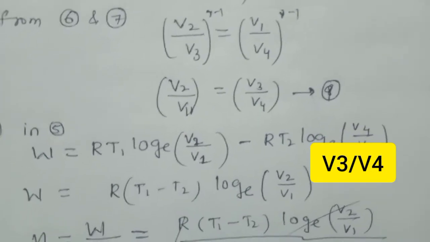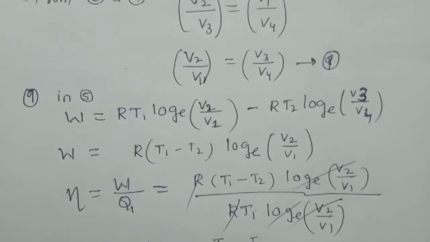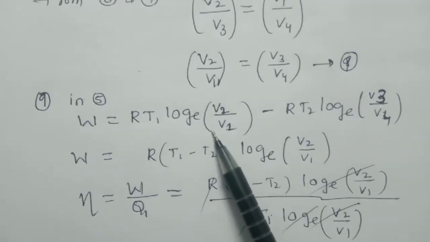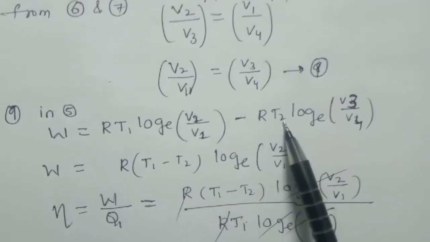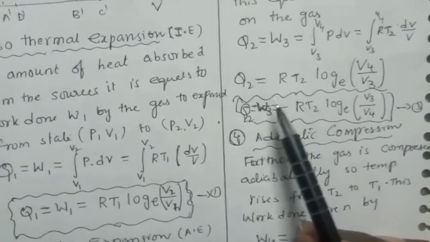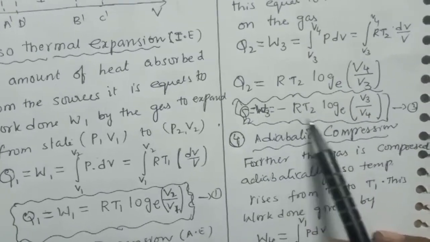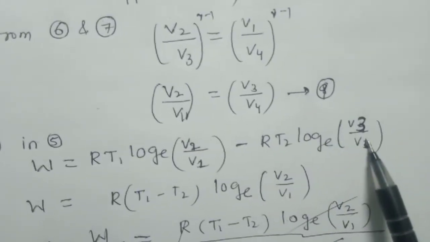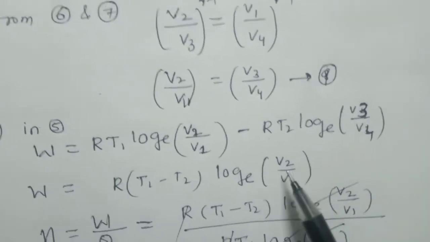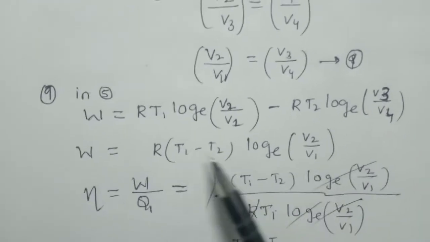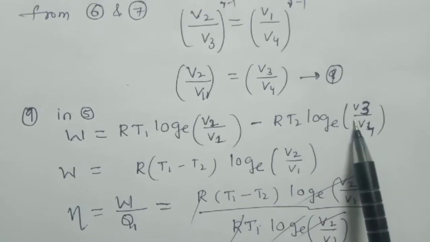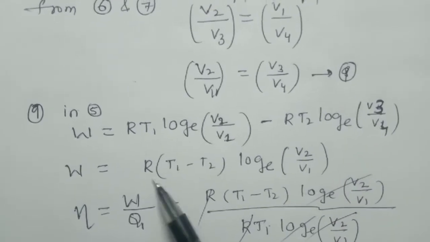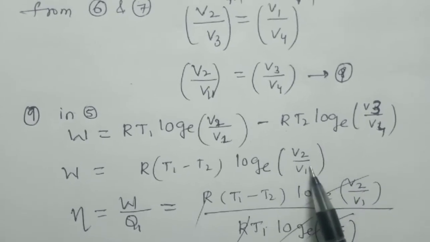Now see this equation, W is equal to RT1 log base e V2 by V1 minus RT2 log base e V3 by V4, as we got earlier in the equation Q2 is equal to W3 equal to minus RT2 log base e V3 by V4. As we now have V3 by V4 equal to V2 by V1, we put V2 by V1 in place of V3 by V4. Taking R common, we get R T1 minus T2 log base e V2 by V1.